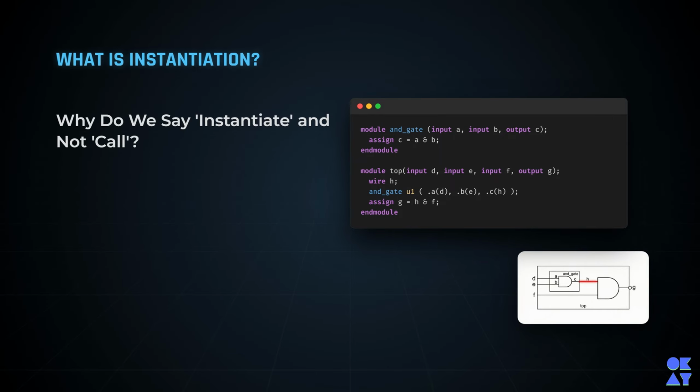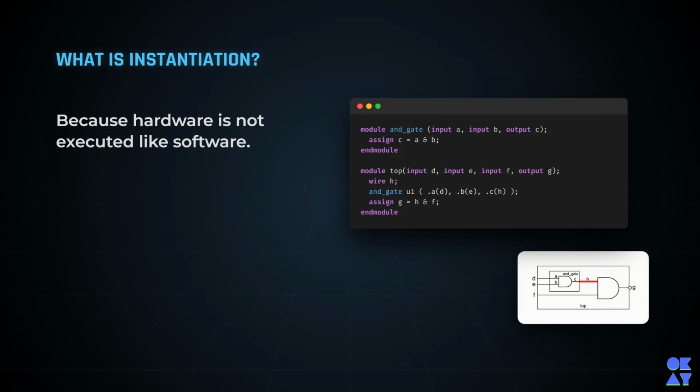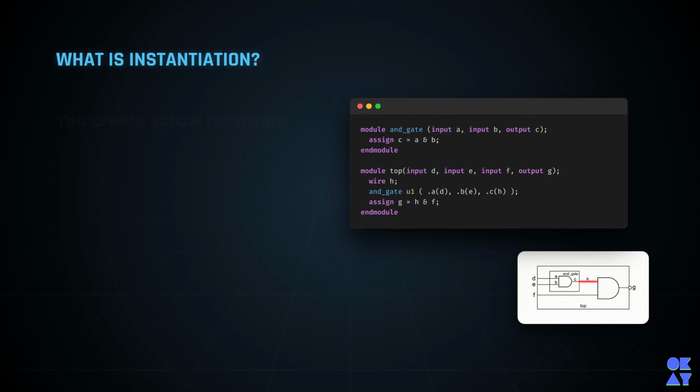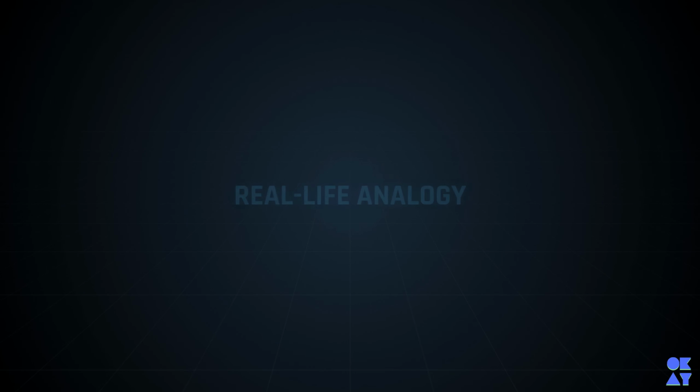Why do we say instantiate and not call? This is very important, because hardware is not executed like software. When you call a function, it runs temporarily, then it disappears. But when you instantiate a module, you create actual hardware. It exists permanently in the circuit. It works continuously.